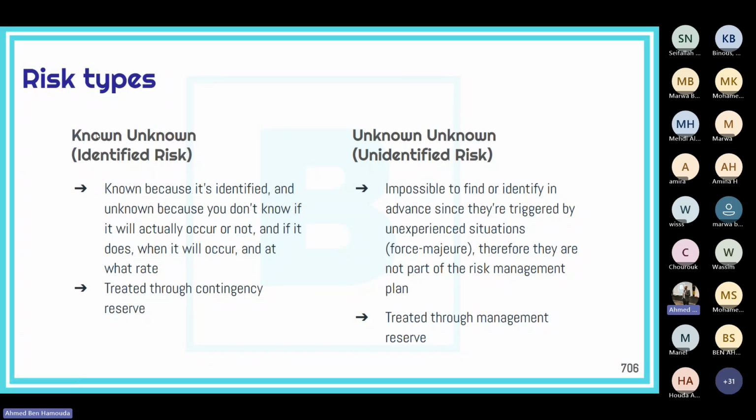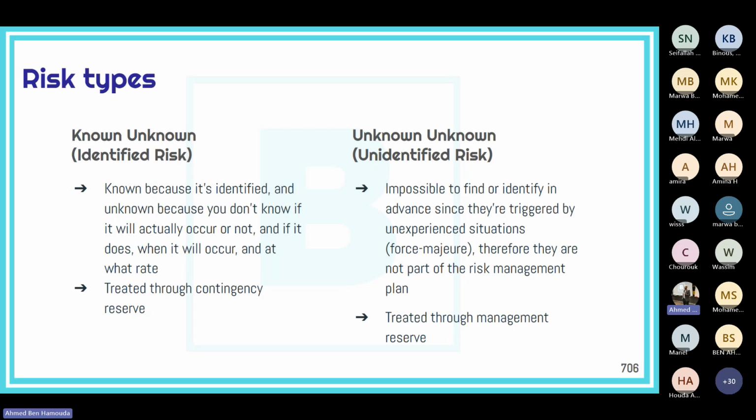So these known unknowns, these identified risks, they are treated through a contingency reserve. So we put a contingency reserve, which we will see later. We will see how to calculate it. Okay. And they're treated through contingency reserve. So we create an action plan for them, and in case they happen, then we have a contingency reserve to spend and cover for any potential impact.